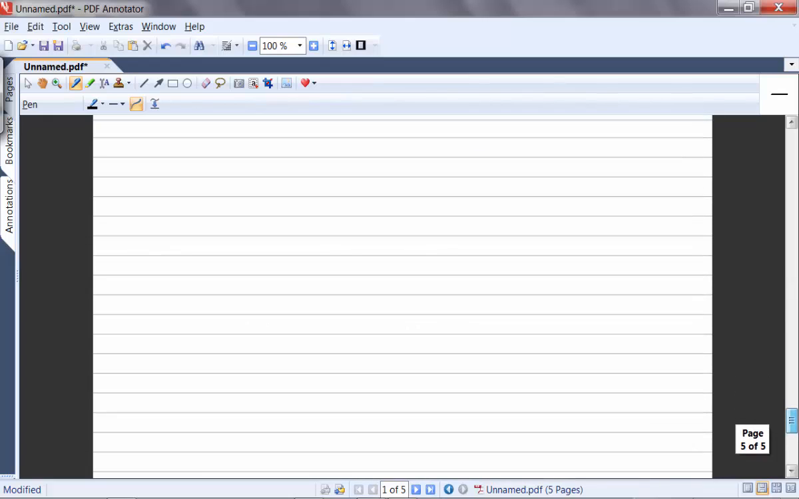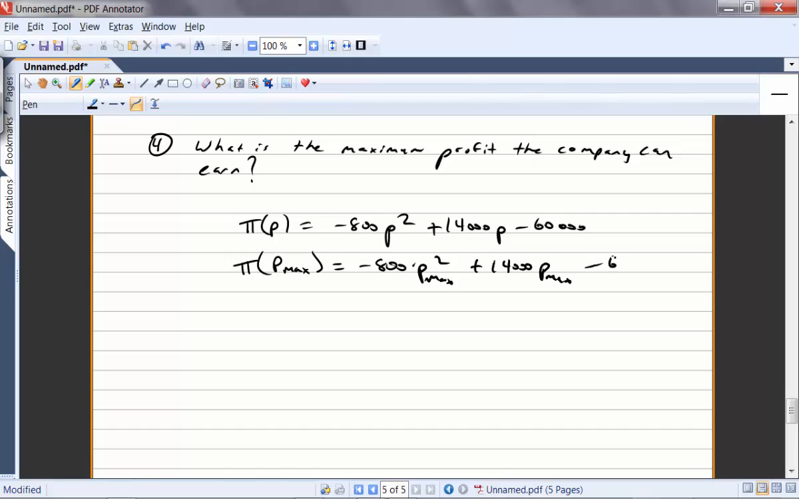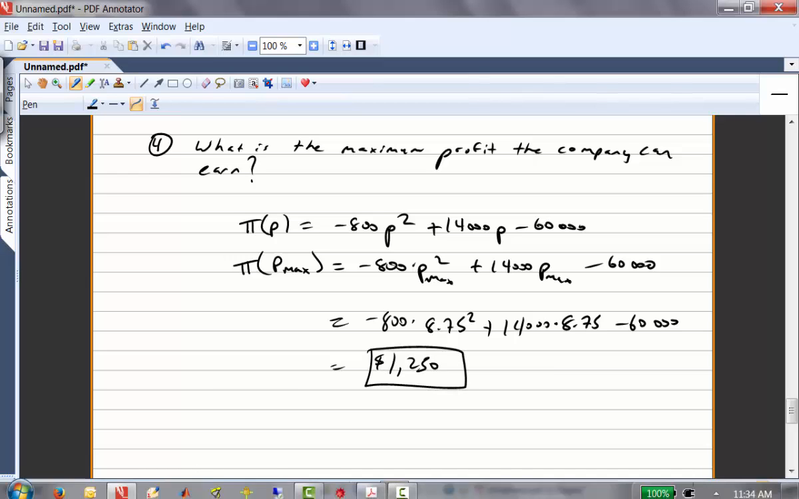Well, you just put 8.75 into the profit equation, right? Profit's a function of price. Negative 800 p squared plus 14,000 times p minus 60,000. And if we're trying to figure out the maximum profit, put in the profit maximizing price into the profit equation, right? So, negative 800 p max squared plus 14,000 times p max minus 60,000 equals negative 800 times 8.75 squared plus 14,000 times 8.75 minus 60,000. I'm writing very fast now, so my handwriting is really messy, but I think you know what's going on here. And if you solve this equation, you're going to get $1,250, I believe. Check to make sure that's right.